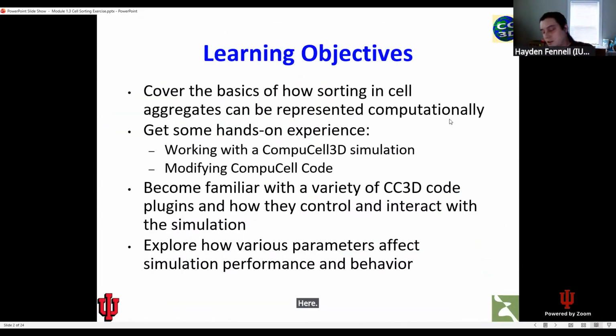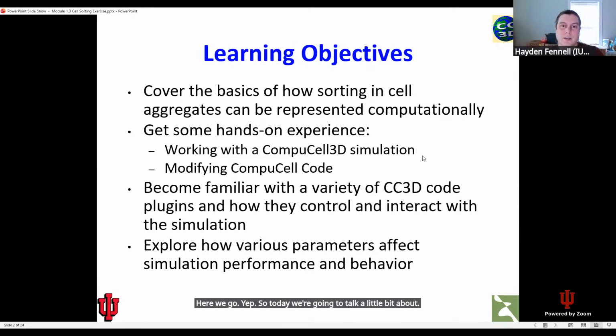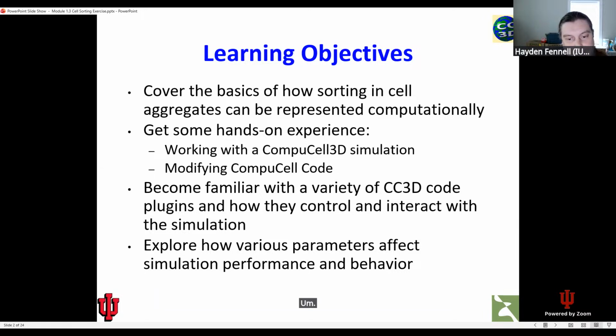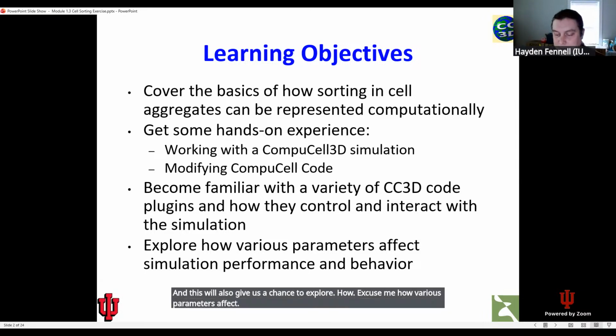So today we're going to talk a little bit about the basics of how cell sorting can be represented computationally. Like I said, there'll be an opportunity here to get some hands-on experience with building a CompuCell3D simulation and modifying the code to get the output that you are interested in. You'll become familiar with a variety of CompuCell code plugins throughout this, and of course for the rest of the week. And this will also give us a chance to explore how various parameters affect simulation behavior.